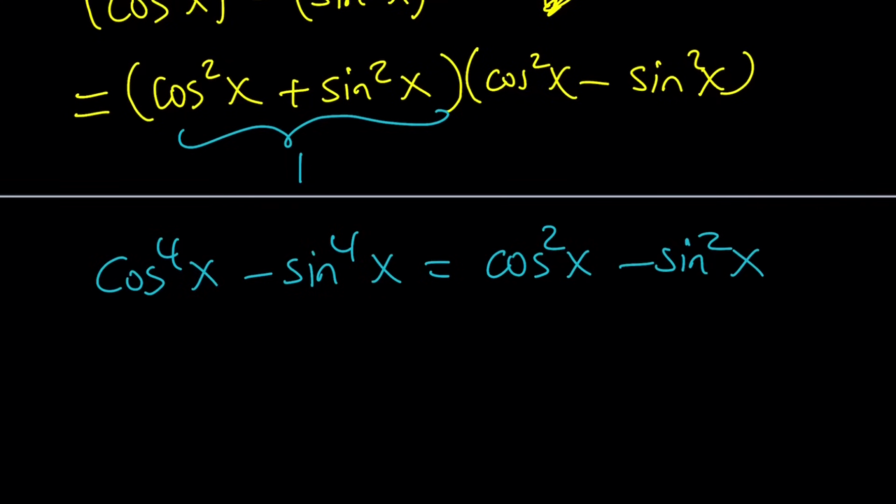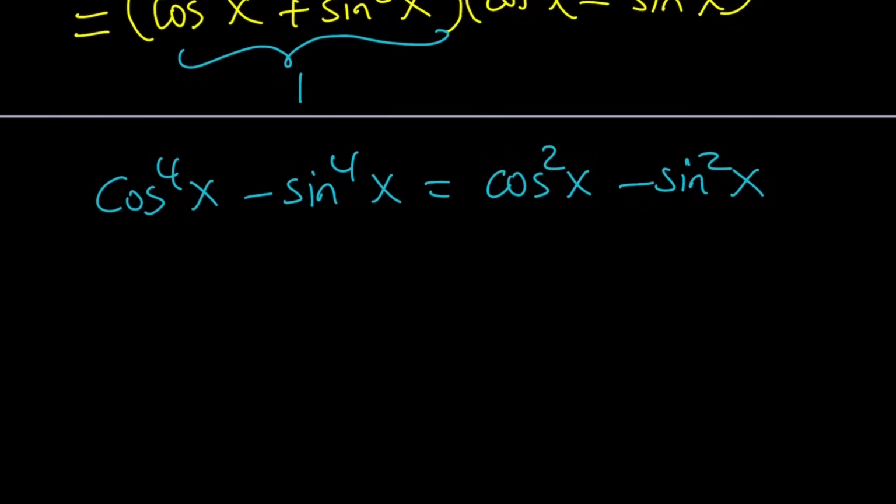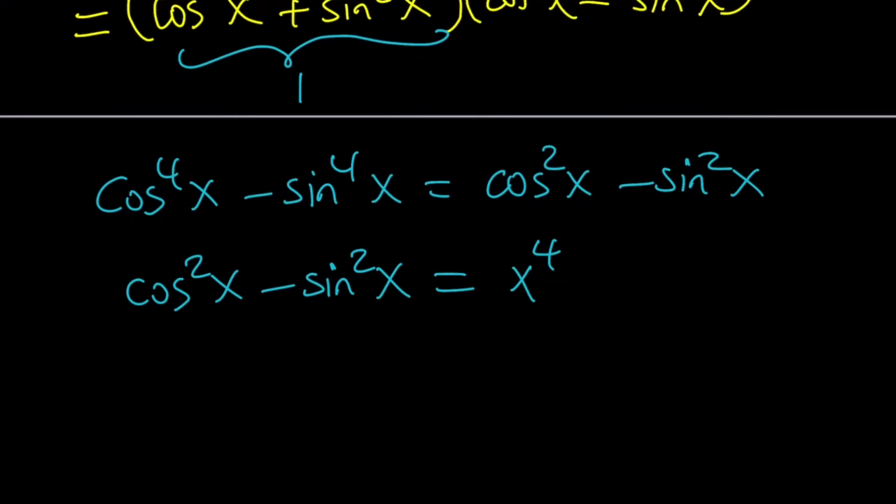Awesome. Now, I've got a simpler expression on the left-hand side, and that's equal to x to the fourth plus 1 on the right-hand side. Let's go ahead and rewrite our equation: cosine squared x minus sine squared x equals x to the fourth plus 1. It's still a little bit problematic because what can I do with this, right?